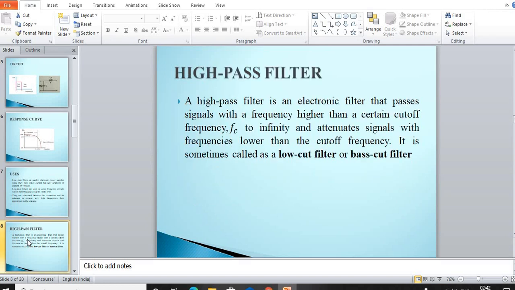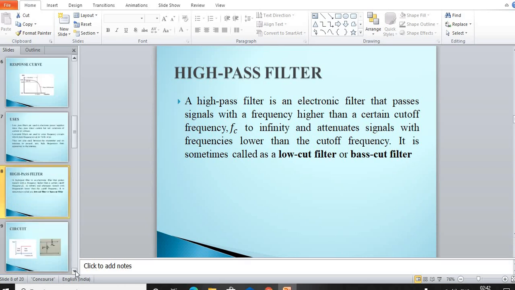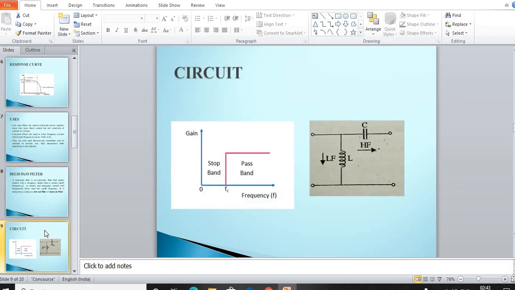Second type of filter is a high pass filter. A high pass filter is an electronic circuit that passes signals with a frequency higher than a certain cutoff frequency Fc to infinity and attenuates signals with frequencies lower than the cutoff frequency. It is sometimes called a low cut filter or bass cut filter. This is the circuit diagram for the high pass filter.